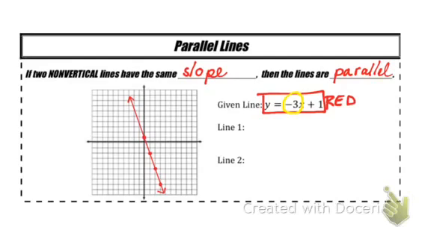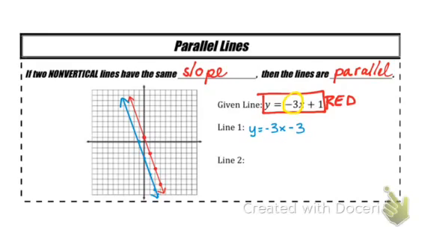So the second line, line 1, will be in blue, y equals negative 3x minus 3. Notice how the slopes are the same, but our y-intercepts are different. So when I graph this on the coordinate plane, there we go, same slope, negative 3, and our line crosses the y-axis at negative 3.